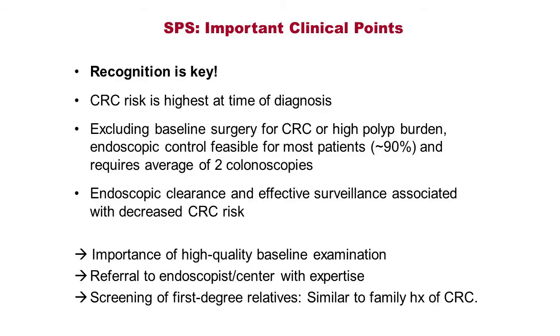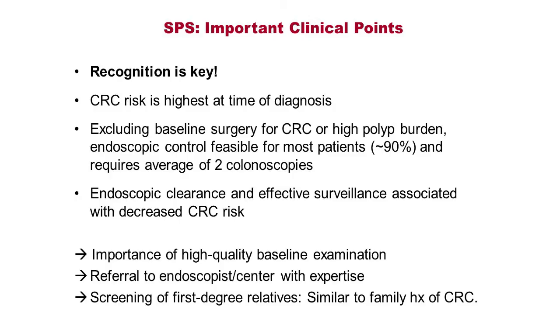If you exclude patients who need surgery at baseline just because they have a cancer at the time of diagnosis, or the polyp burden is so high that there is no way but to send these patients to surgery, endoscopic control is actually feasible for most patients. More than 90% don't need surgery on long-term follow-up, and it requires an average of 2 colonoscopies for complete clearance. And clearance and effective surveillance are actually associated with measurably decreased colorectal cancer risk.